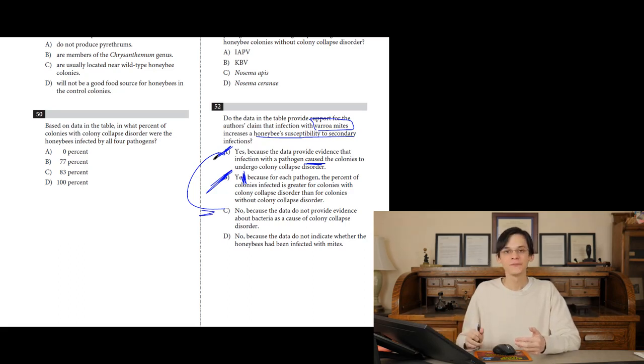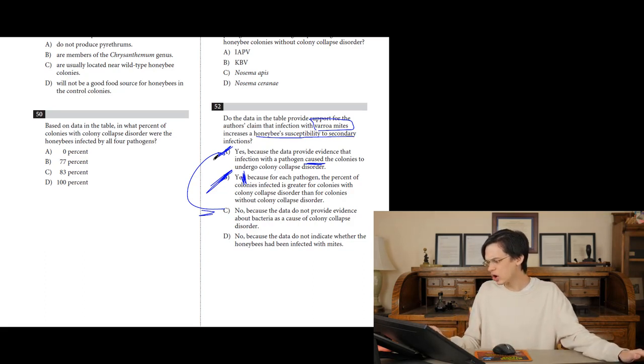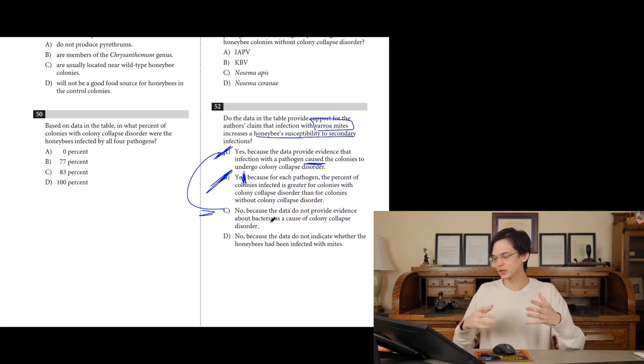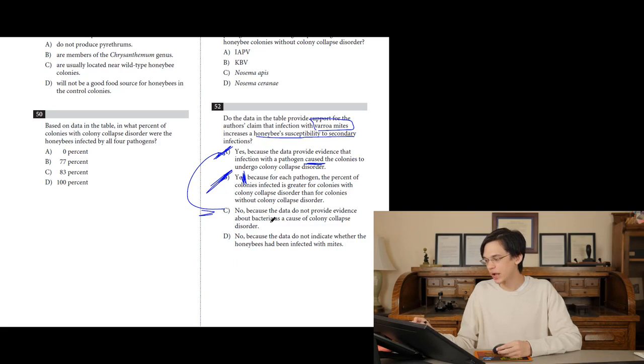I feel like A and C are very similar to each other. It's like two sides of the same coin. One is saying, yes, we should add it, and the other one's like, no, we shouldn't because we don't know. But why are they leading us astray by talking about bacteria as a cause? It does not provide evidence. Okay, but is that the reason why we support or do not support the author's claim that infection with varroa mites increases colony collapse? No. Whether or not the data does provide or does not provide evidence about bacteria as a cause, does that have anything to do with supporting the author's claim about infection of varroa mites?